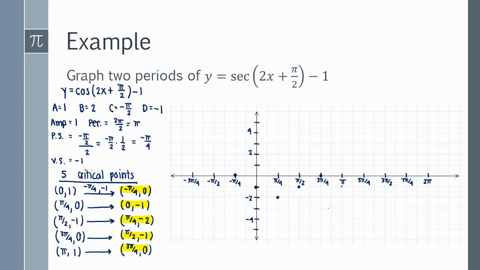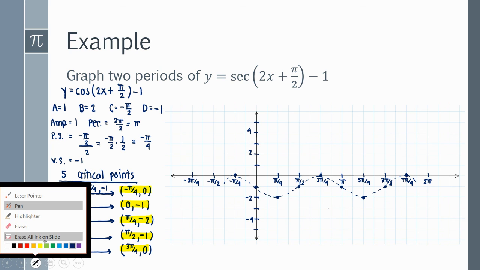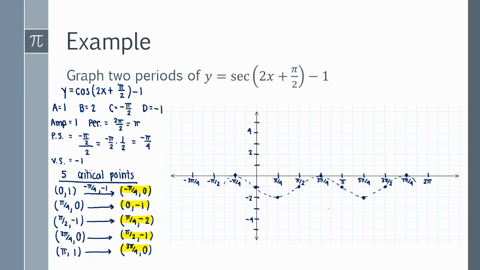So at pi, I'm back at negative 1. 5 pi over 4, I'd be at negative 2. 3 pi over 2, I'm going to be at negative 1. 7 pi over 4, I'm going to be at 0. Okay, so remember, I am not actually connecting the points completely. I just want this outline for the cosine. So remember, the highest and the lowest points are going to contain those parabola-looking shapes.